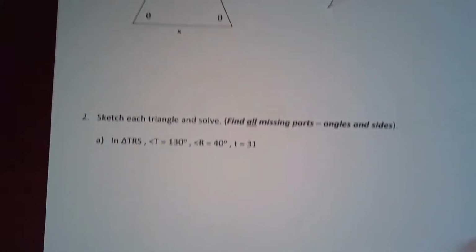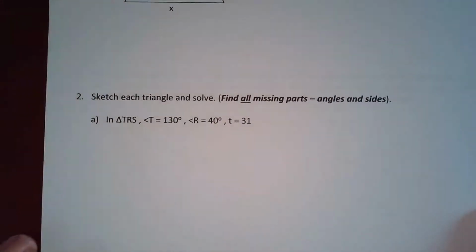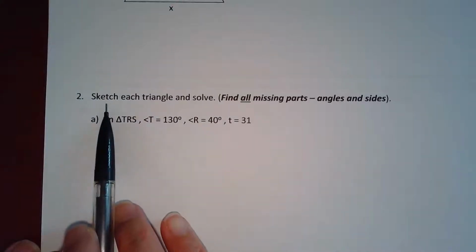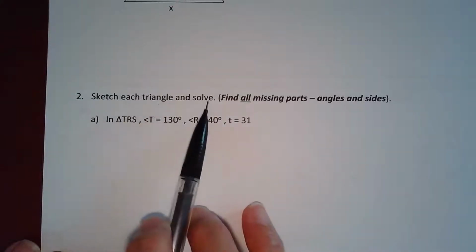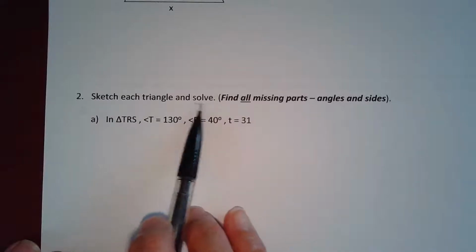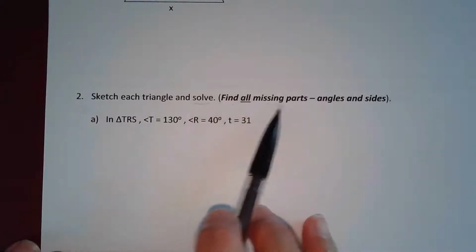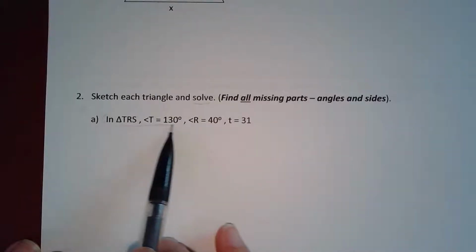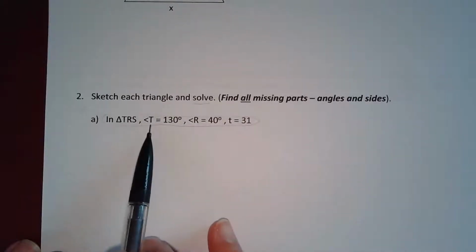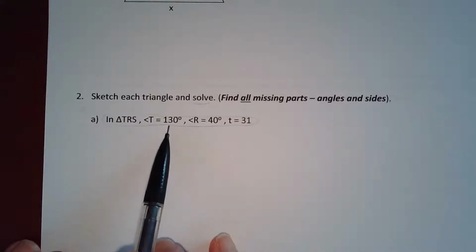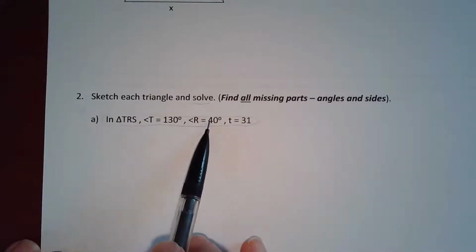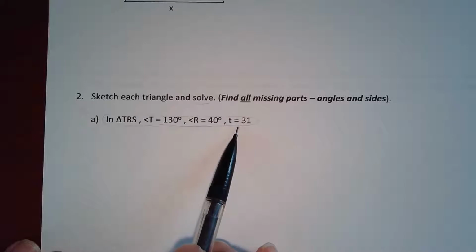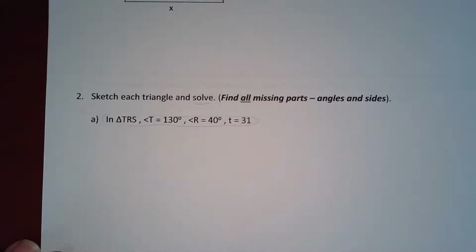Now I'm going to go over question number 2, letter A. It says here, sketch each triangle and solve. Solving the triangle means finding all the missing sides and angles. Here there's no picture. They just say angle T is 130 degrees, angle R is 40, side T is 31. And then we also have to figure out all the rest.